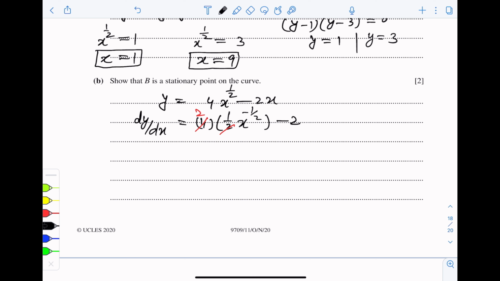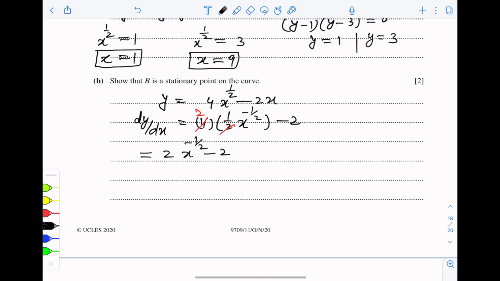So this becomes 2 x power negative 1 over 2 minus 2 is equal to 0. No, we have to show that gradient is 0. So here we will not write 0, rather we have to show that this is 0.